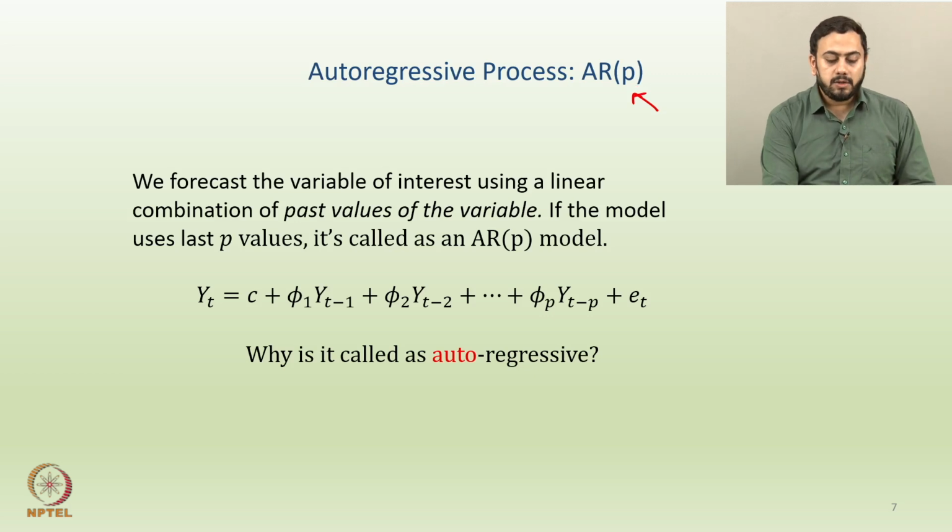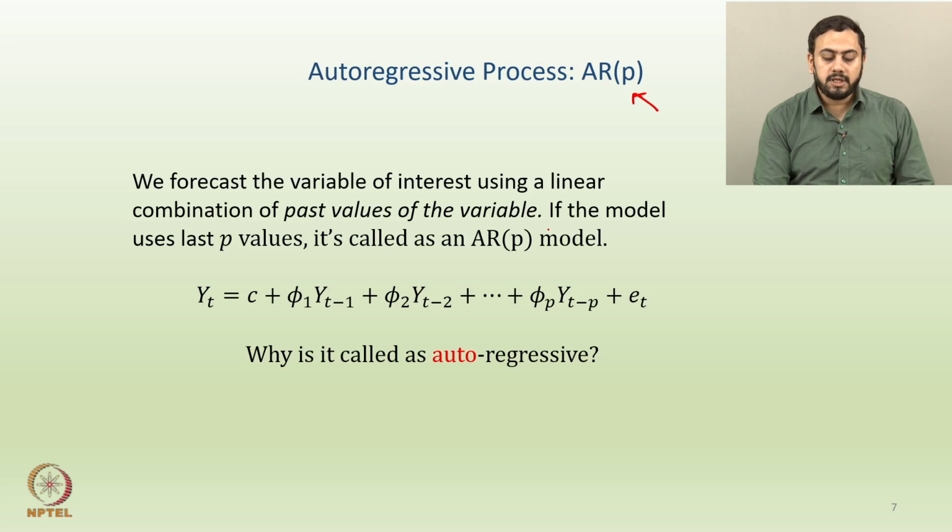Okay. Now, a small definition to describe what exactly the AR process is. So, what we do here is we forecast the variable of interest using a linear combination of past values of the variable itself. Okay. So, we forecast the variable of interest, let us say yt, using a linear combination of the past values of the variable yt itself.